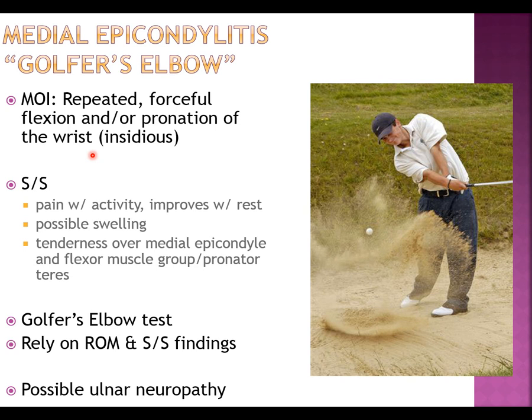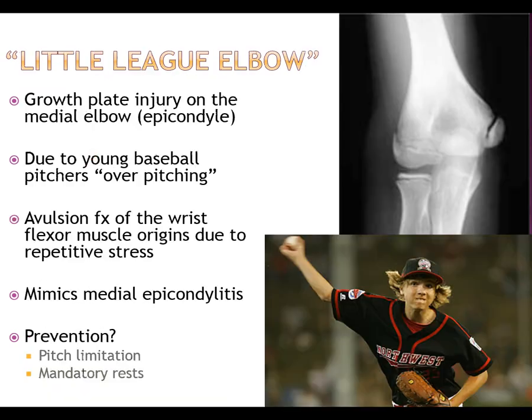But if you do the range of motion, you should find pain with active wrist flexion and passive wrist extension. Do be aware again that there's possible ulnar nerve neuropathy here, because if you have swelling in that area at the medial epicondyle where the wrist flexors originate, it can end up putting pressure on the ulnar nerve. So now you have to deal with not only the ulnar nerve problems, but also the medial epicondylitis.